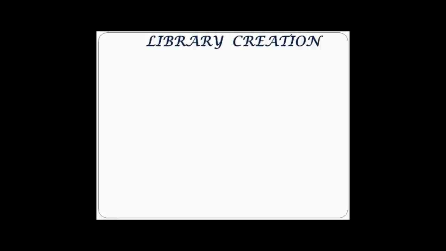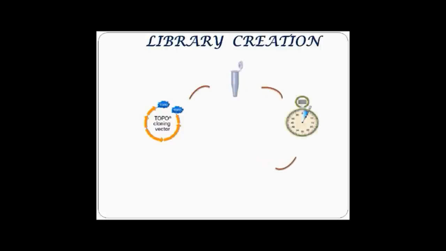Next step is library creation. A library needs to be created, which comprises individuals. Within the library, each colony contains one of the fragments from the above-mentioned genomic representations. To create the library, we need cloning vectors.